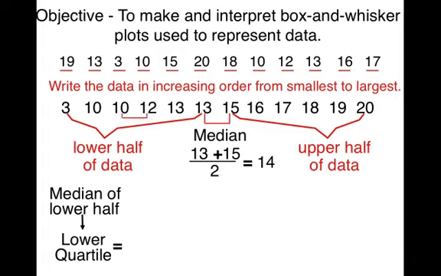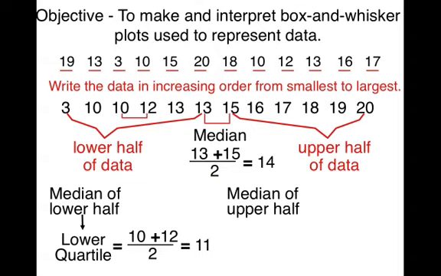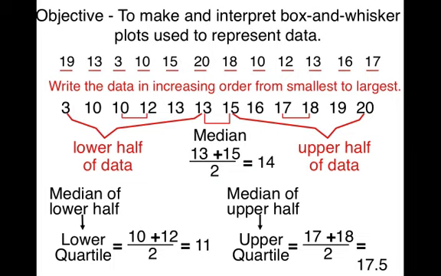So again, we've got two numbers in the middle. We've got 10 and 12. So what's in between 10 and 12? Hopefully you can figure that out without having to go 10 plus 12 divided by 2, but it's 11. And then we have our median of our upper half, also known as the upper quartile, and that's going to be between 17 and 18. Now there's no whole number between 17 and 18, but if we add those two together and divide by 2, we get 17 and a half, or 17.5.